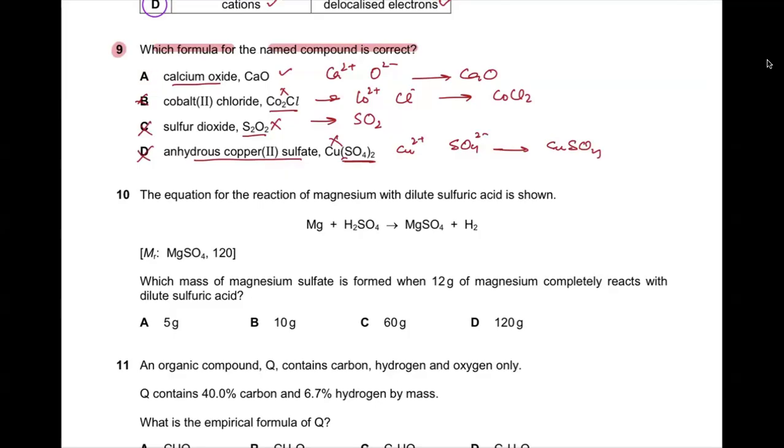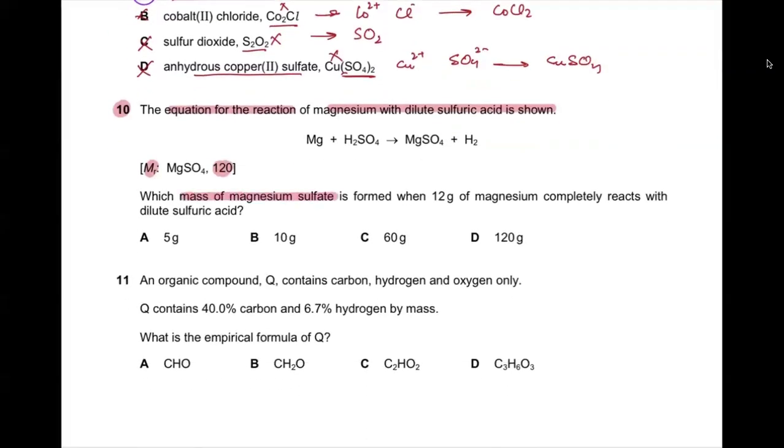Now, question number 10. The equation for the reaction for magnesium with dilute sulfuric acid is shown. Okay. They have given you the MR of magnesium sulfate. Which mass of magnesium sulfate is formed when 12 gram of magnesium completely reacts with the dilute sulfuric acid?